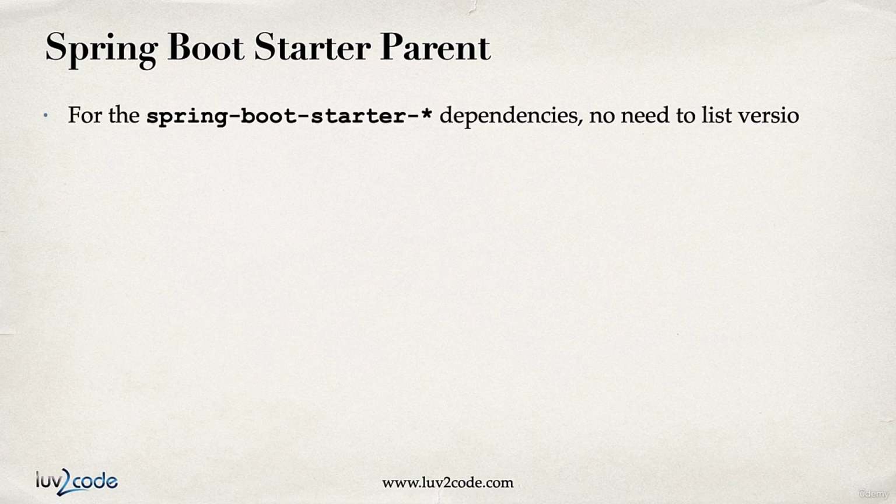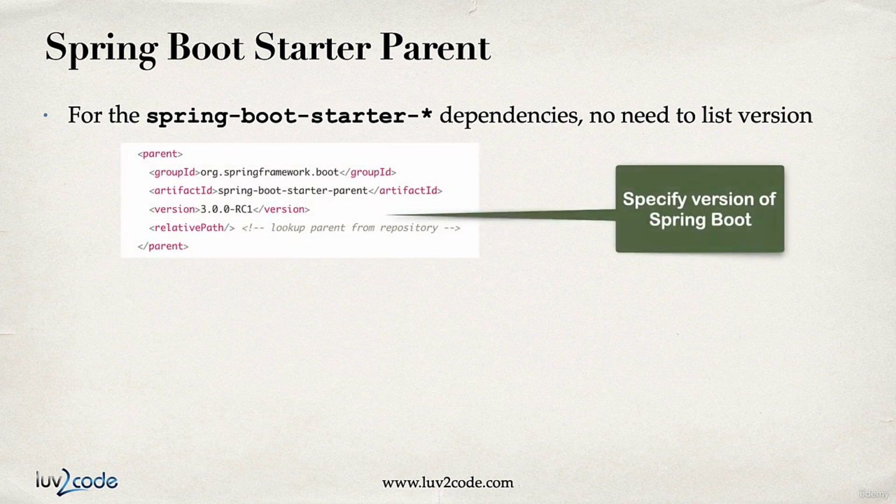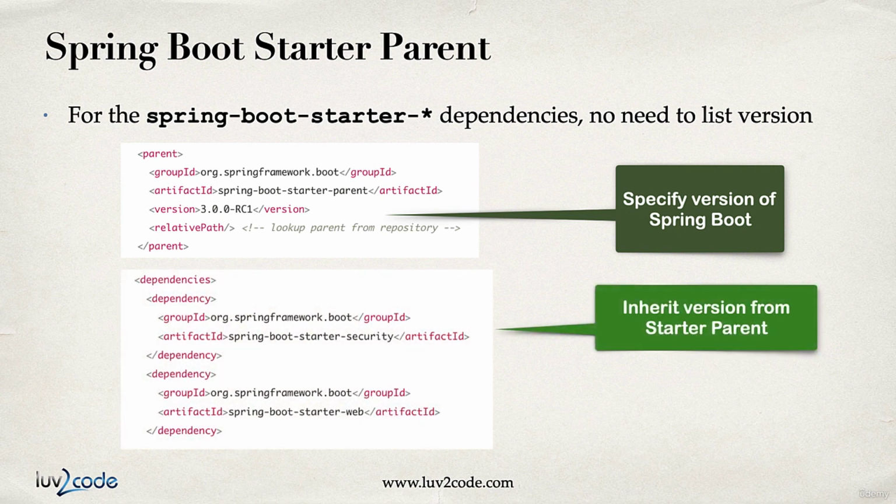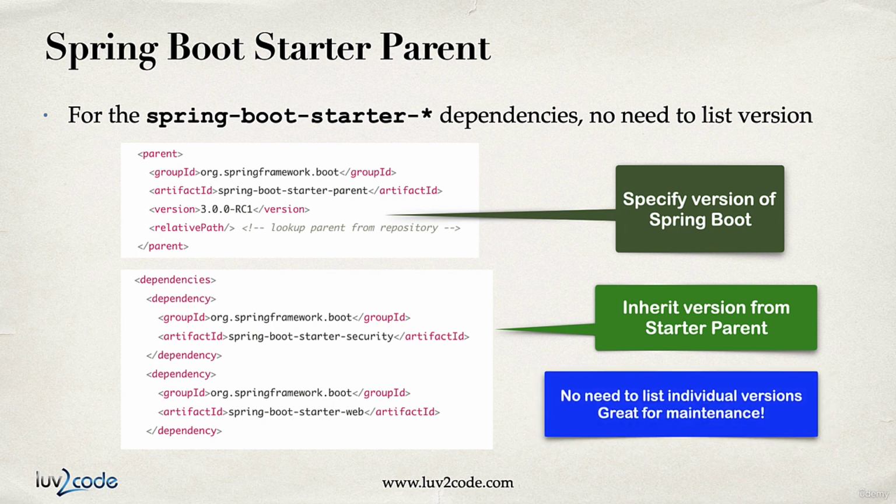Now, for the Spring Boot Starter dependencies, there's no need to list the actual version. So basically here you give your actual parent. So we have the Spring Boot Starter parent and we specify the given version that we're using. Then for the actual dependencies, you simply inherit the version from the starter parent. So there's no need to list the individual versions. This is great for maintenance. And also it helps to make sure that all of the dependencies here that you're using are compatible. And that's regarding all of the Spring Boot Starter dependencies, making sure those are all compatible.